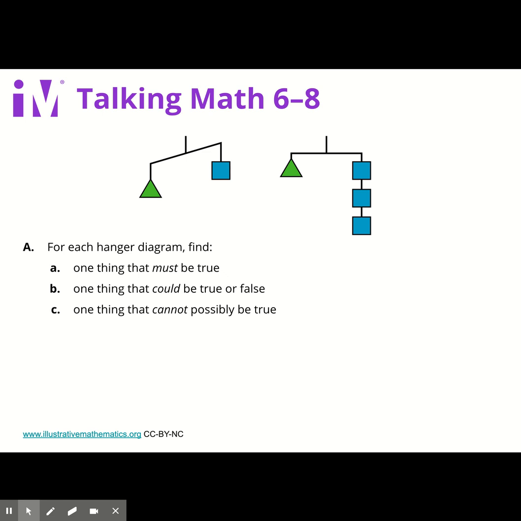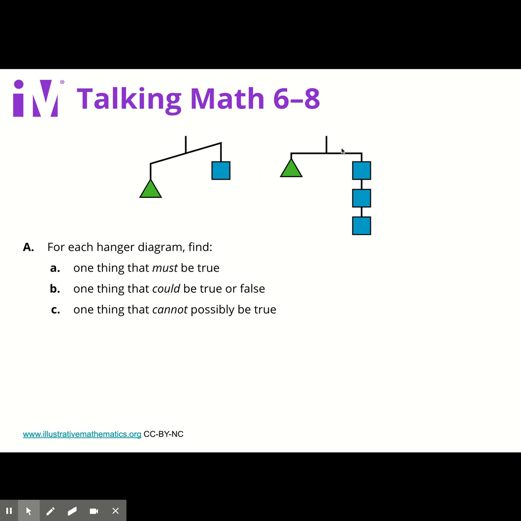So for the left hanger, something that must be true is that the triangle is heavier than the square. Something that could be true or false is that the triangle could weigh 10 ounces and the square could weigh 6 ounces. Something that couldn't be true is that the square and the triangle weigh the same.